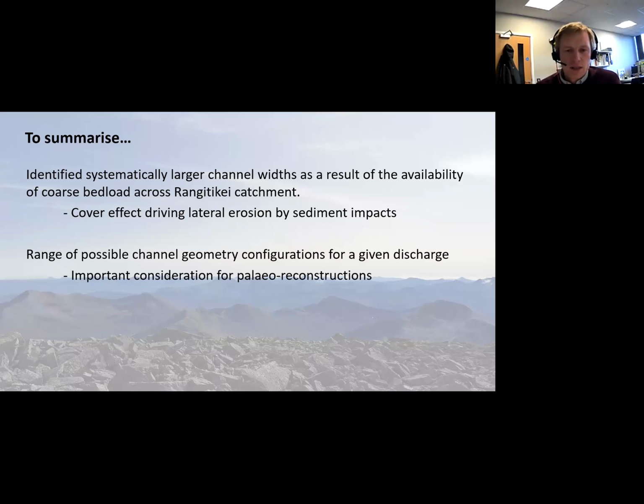Based on the experiments, and also the New Zealand data set, we appear to have a range of possible channel geometry configurations for a given discharge. So remember that plot of width against slope. This, I think, is a potentially important consideration for thinking about how we use channel geometry for other reasons. We can't assume that there's a linear, or whatever, a simple relationship with discharge.